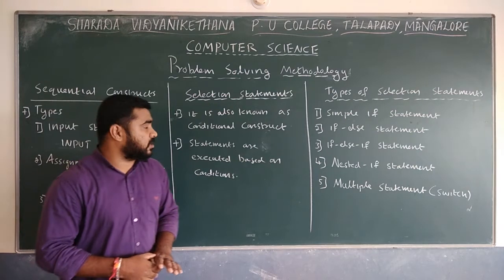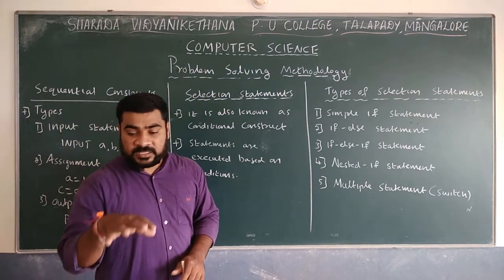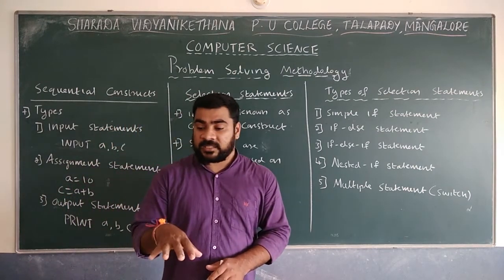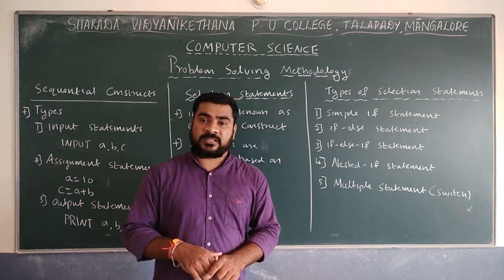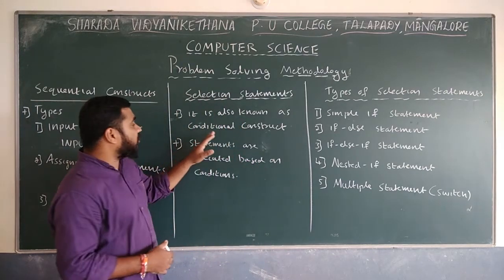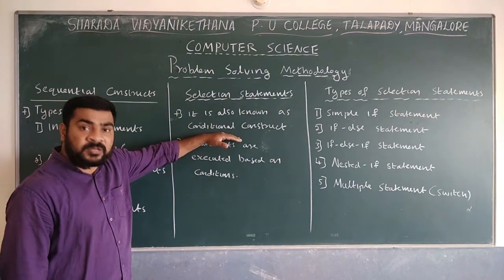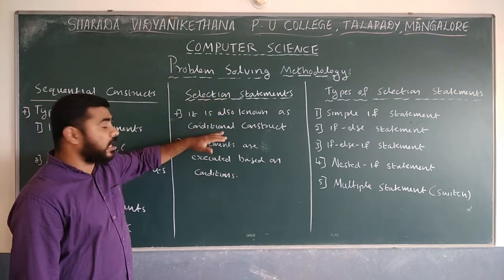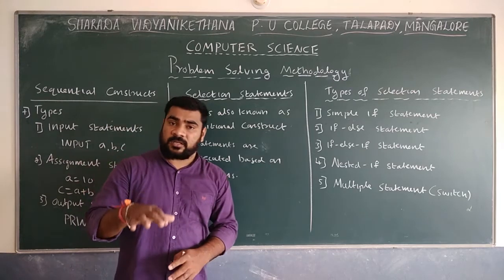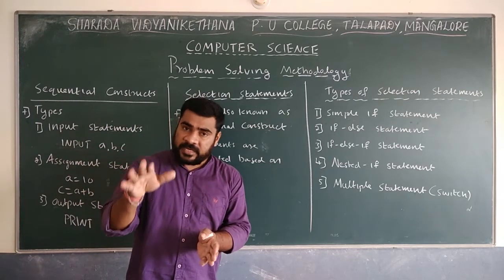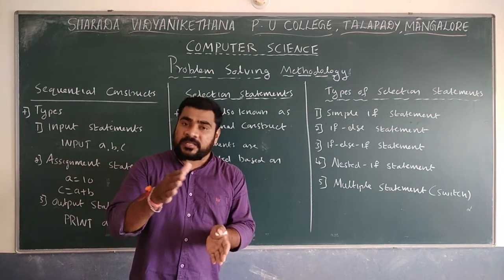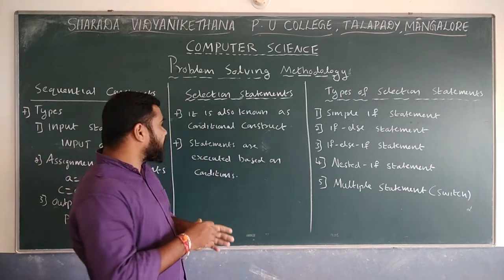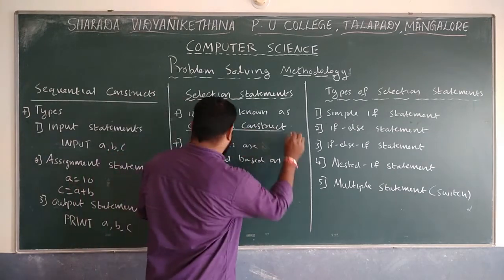The second type is the selection statement, or selection construct. It is also known as a conditional construct. Remember, the selection statement or selection construct is also known as a conditional construct. There are two types: first one is the sequential statement, next is the selection statement. The selection statement is also known as a conditional construct.